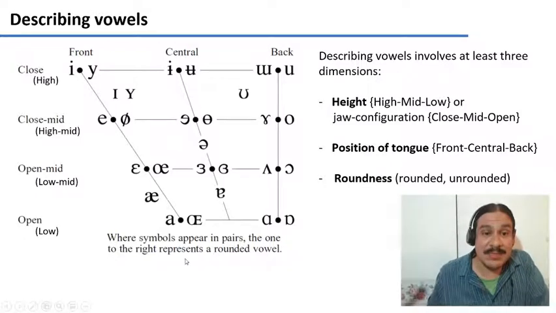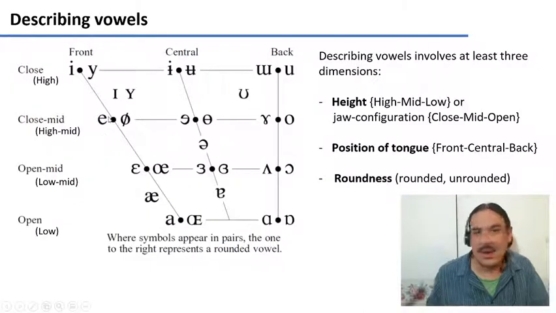And as the chart helpfully says, the symbols on the right are rounded. So oo, o are rounded, but e towards the left and a towards the left are not rounded.